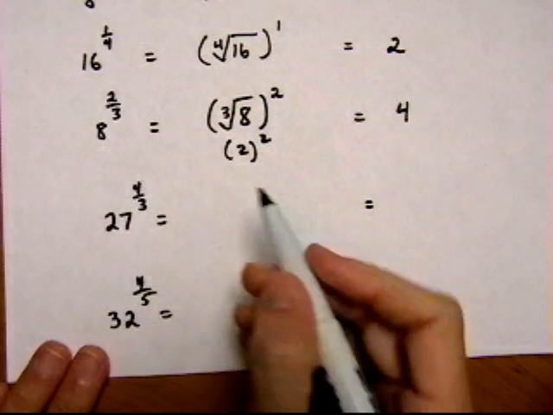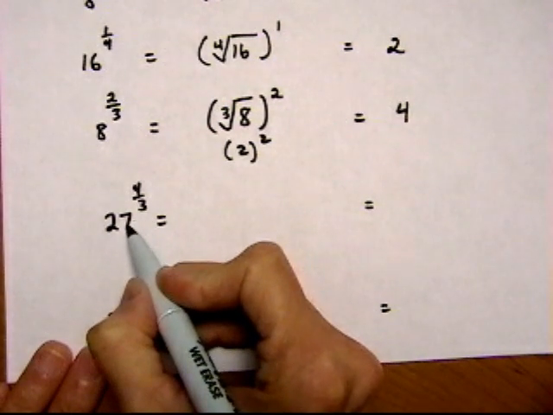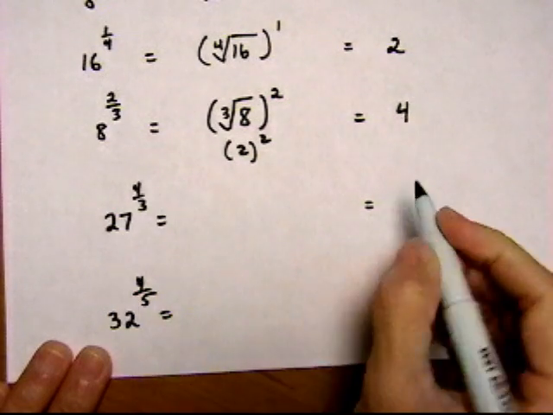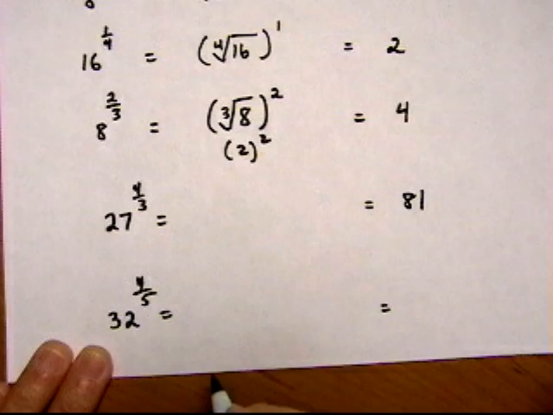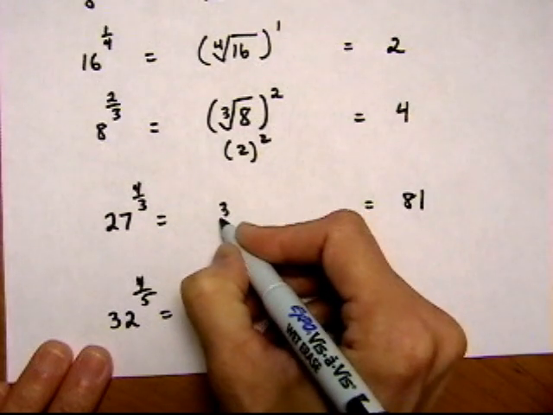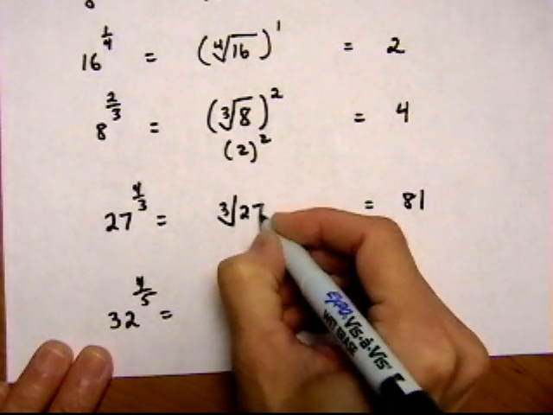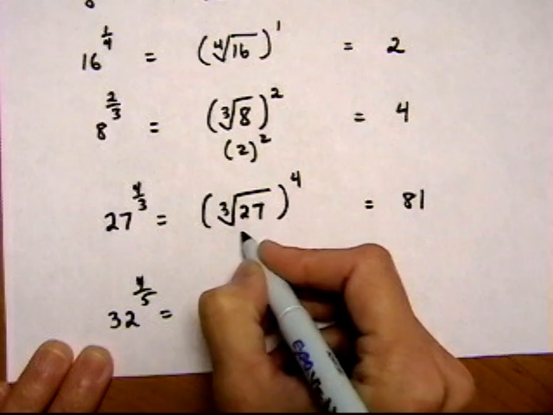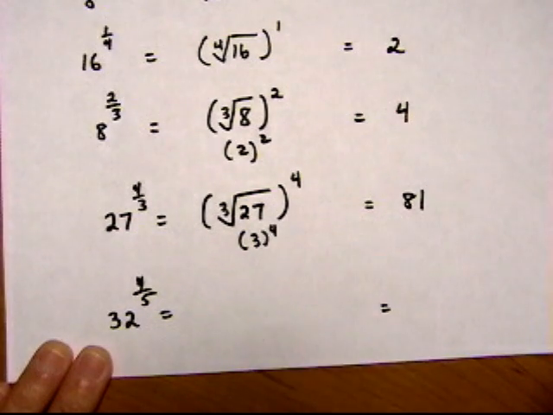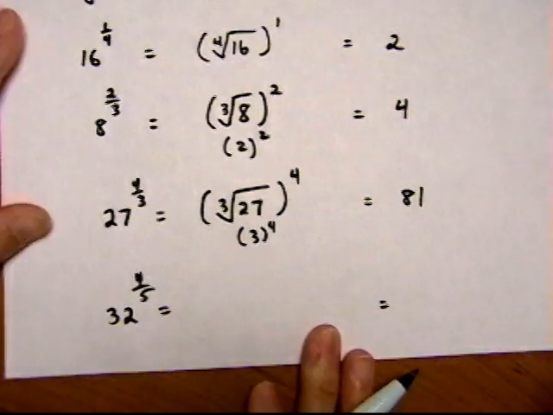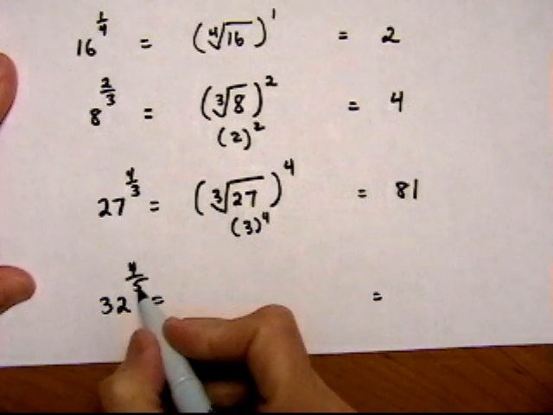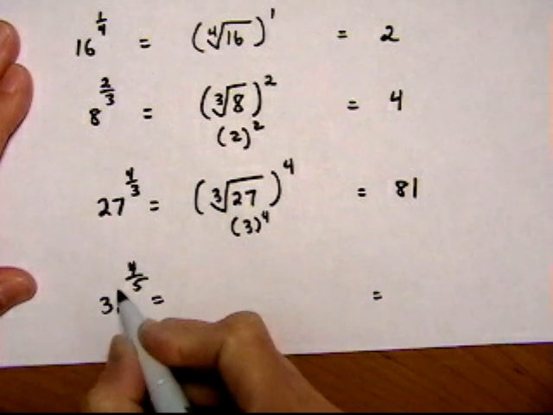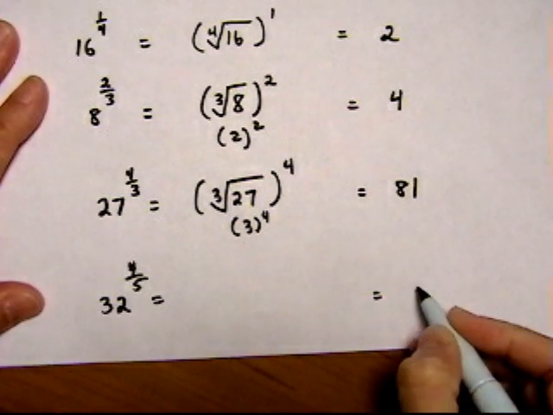And 27 to the 4/3, we have cube root of 27, which is 3, and if we raise that to the 4th power, we'll get 81. And writing that out with radical format, cube root of 27, take that result, raise it to the 4th power, and we're getting 3 to the 4th, or 81. And the last one, 32 to the 4/5, we want to take the 5th root of 32, which is 2, raise it to the 4th power, and we get 16.